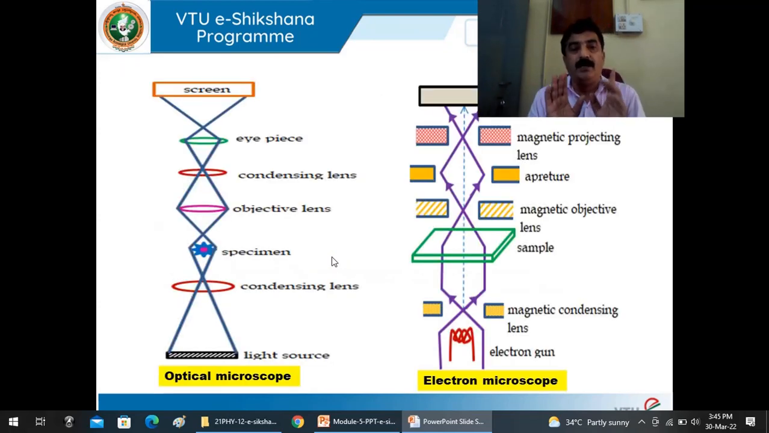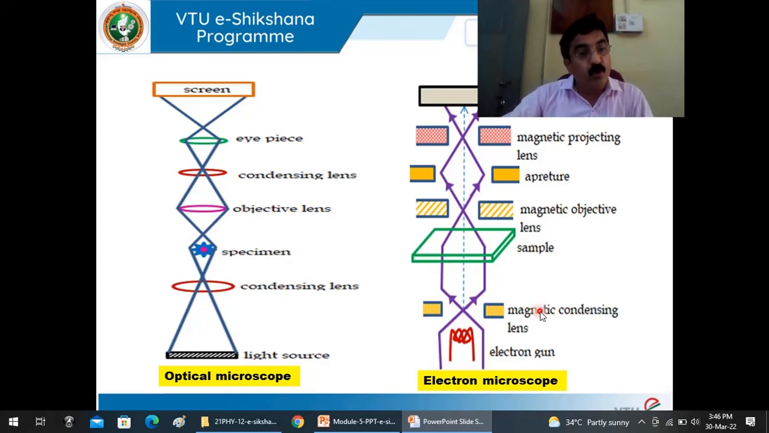Here is the comparison. Just look at the diagram. This one is optical microscope, this one is electron microscope. This diagram I already displayed. Now I am giving the electron microscope. Light source equivalent is electron gun. Condensing lens equivalent is magnetic lens. This is what I told you.